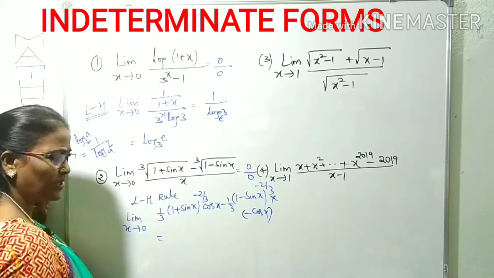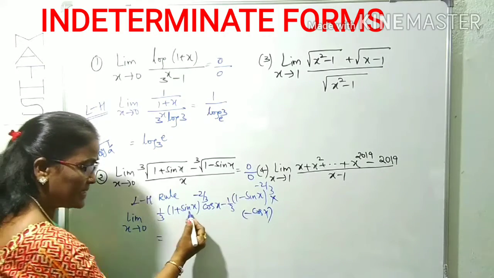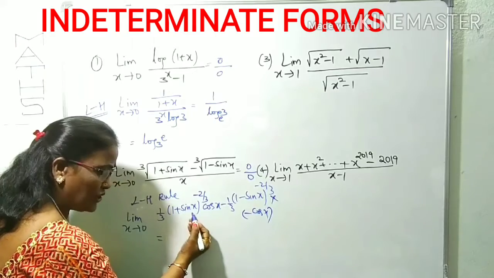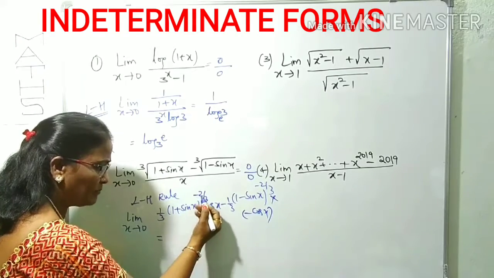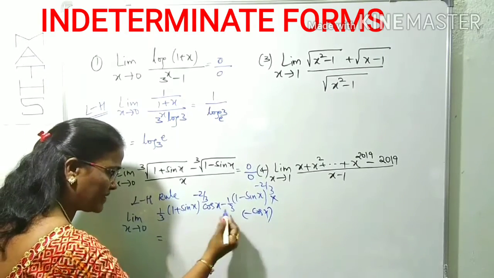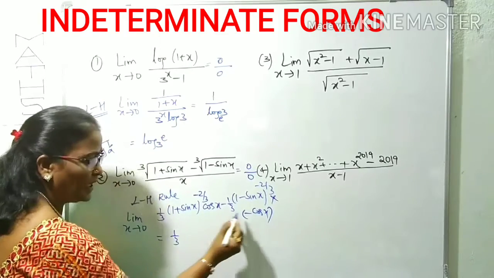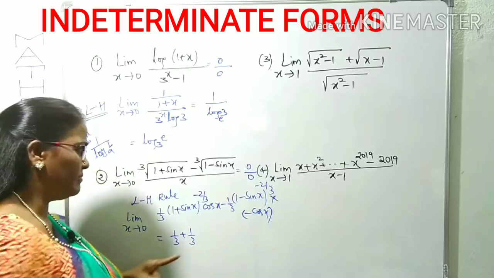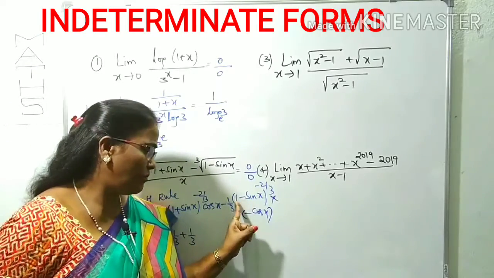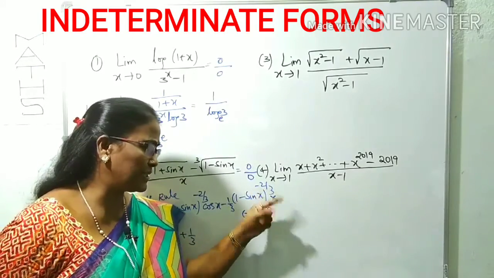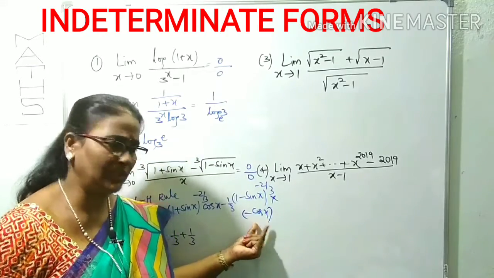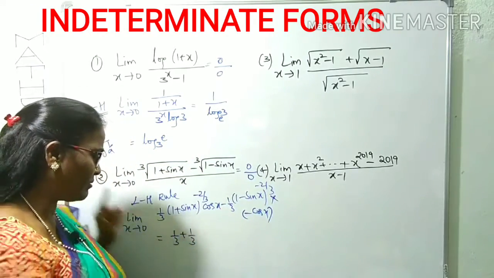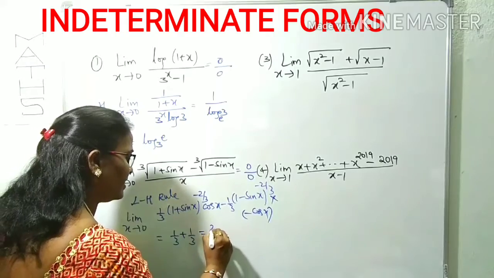Now apply the limits, what happened? 1 by 3, 1 plus sin 0, sin 0 is 0, 1 plus 0 is 1, 1 power something is 1 only, that becomes 1 by 3, cos 0 is 1, so 1 by 3. Here minus into minus plus, here 1 by 3 also we can get, because sin 0 is 0, 1 minus 0 is 1, 1 power minus 2 by 3 is 1, cos 0 is also 1. What is left over? Minus into minus plus 1 by 3. Simply the resultant value is 2 by 3.